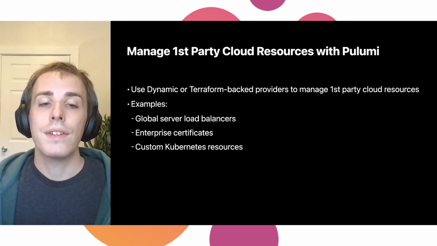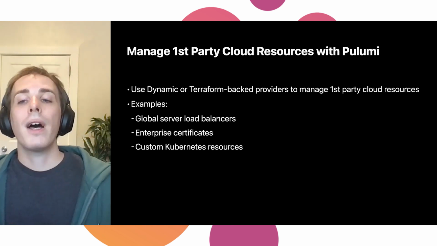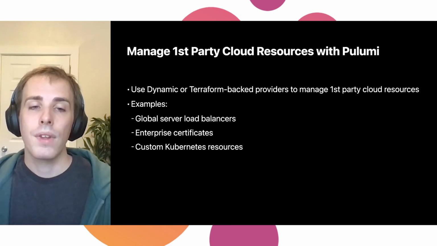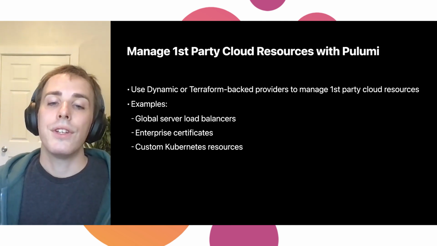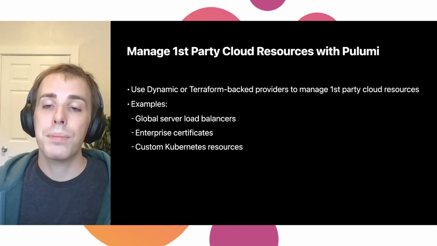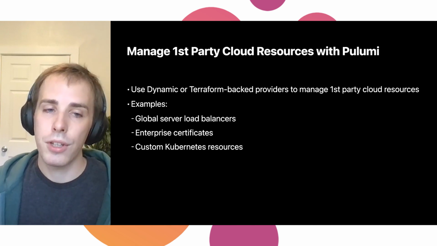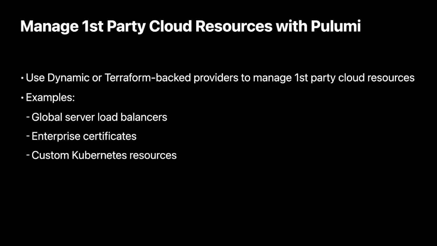Some of the resources that teams are now able to manage using Pulumi include global server load balancers and enterprise certificates. This allows Apple engineers to use our SDKs to manage both their first-party and third-party cloud resources using Pulumi. There's a single interface for managing these resources. Engineers now have a repeatable and safe process for updates. Teams are able to manage more resources, and we are able to support more teams.